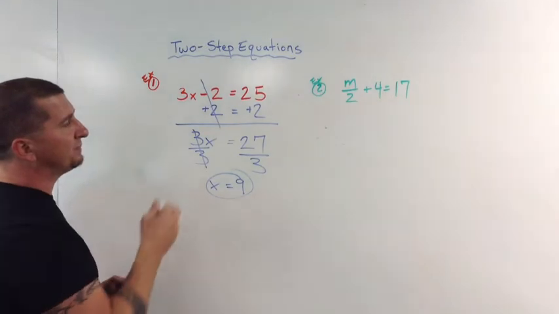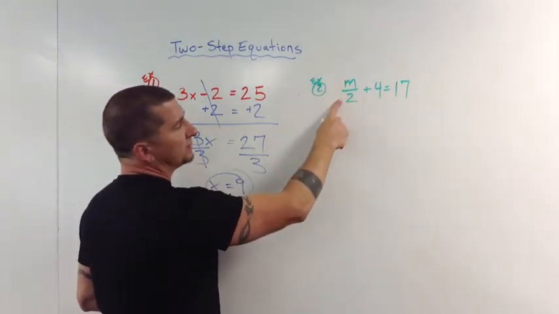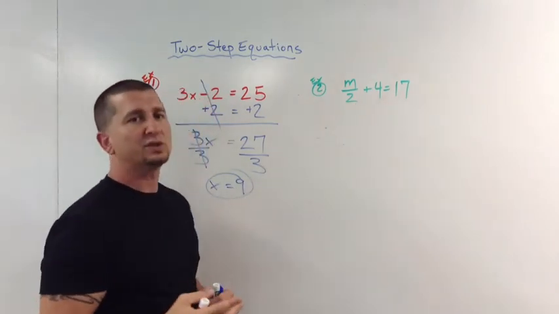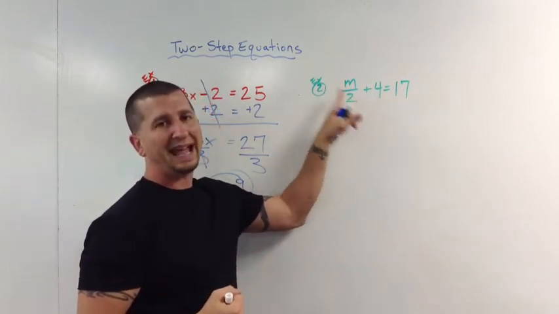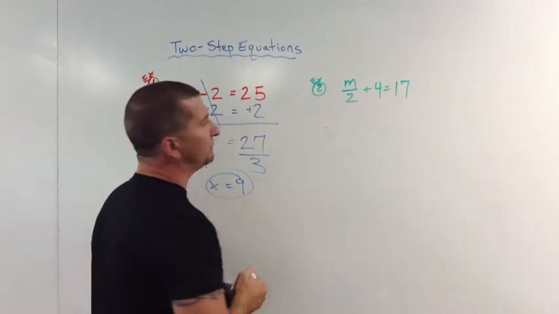Now our second example, we have m divided by 2 plus 4 equals 17. Once again, this is a two-step equation, meaning we have a number being divided into m and a number being added to m. It means we have to do two steps in order to isolate that variable.